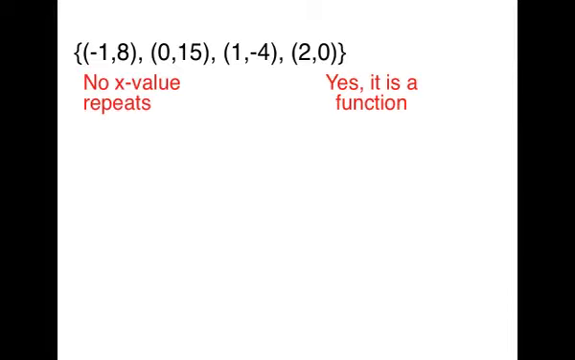Next, here we have 4 sets of ordered pairs. Decide whether or not this is a function. So you're going to look at your x values. Remember, x values are the first digit of each ordered pair. So if you look here, our x values are -1, 0, 1, and 2. No x values repeat, so this is a function.